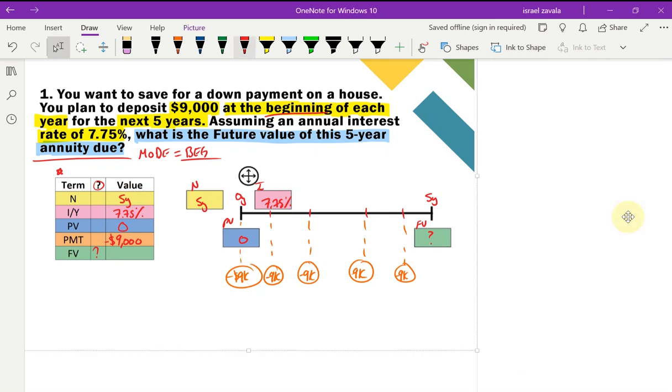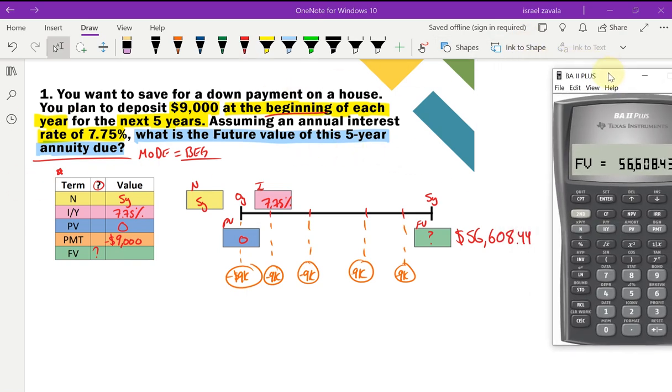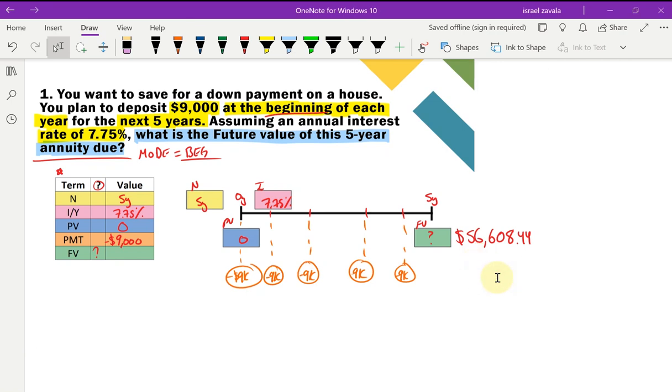Okay, let's put that in here. 608.44. Let's just make sure that that's right. Yep, that is correct. And it is going to come back as a positive, right? You're making these savings payments, and after 5 years, you're expecting back to you. So it's a positive, right? It's coming back to you of $56,608. If you're still confused about that, I have a whole video about it. Okay. All right. So pretty straightforward, right?